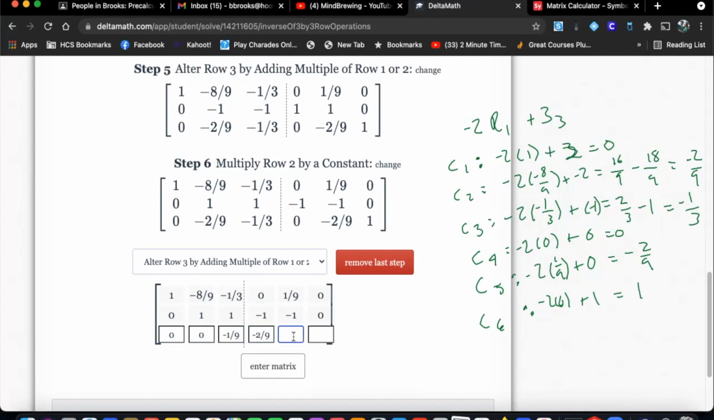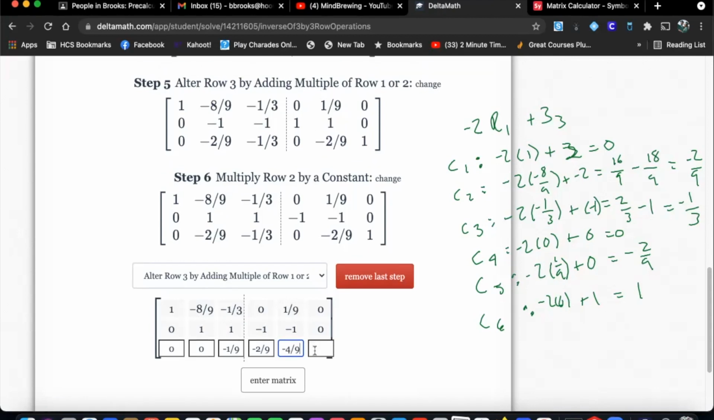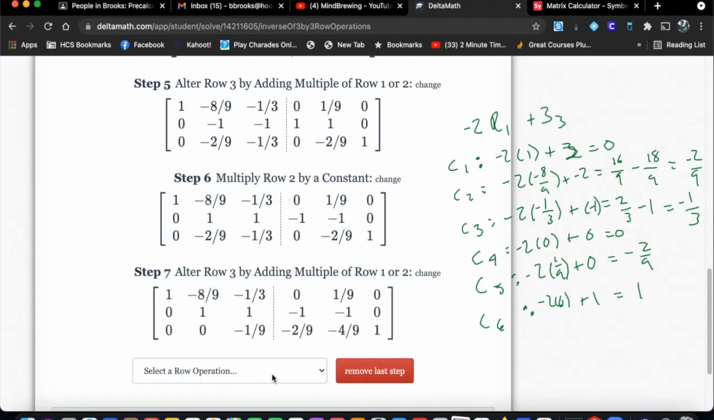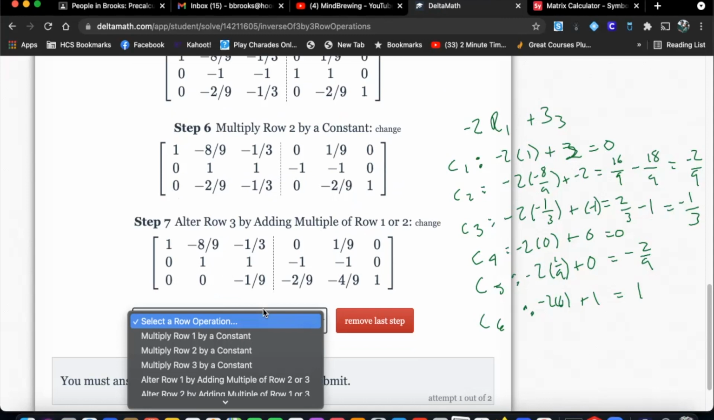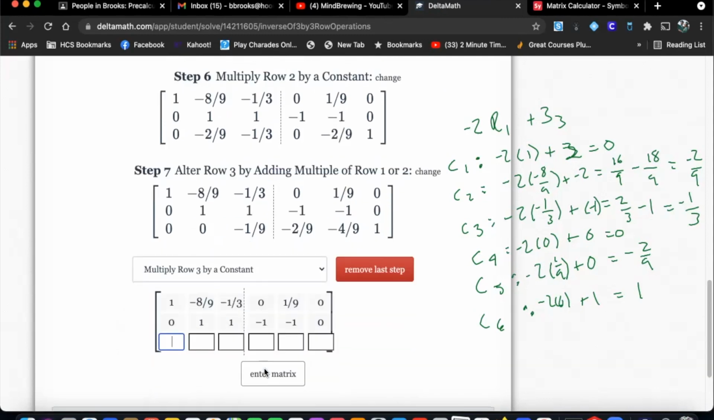All right. So +2/9. It's going to be -4/9 there. 0. So thank God this one. All right, cool. Now what I'm going to do is take row 3 and multiply by -9. The reason being is so I can get rid of the fraction.